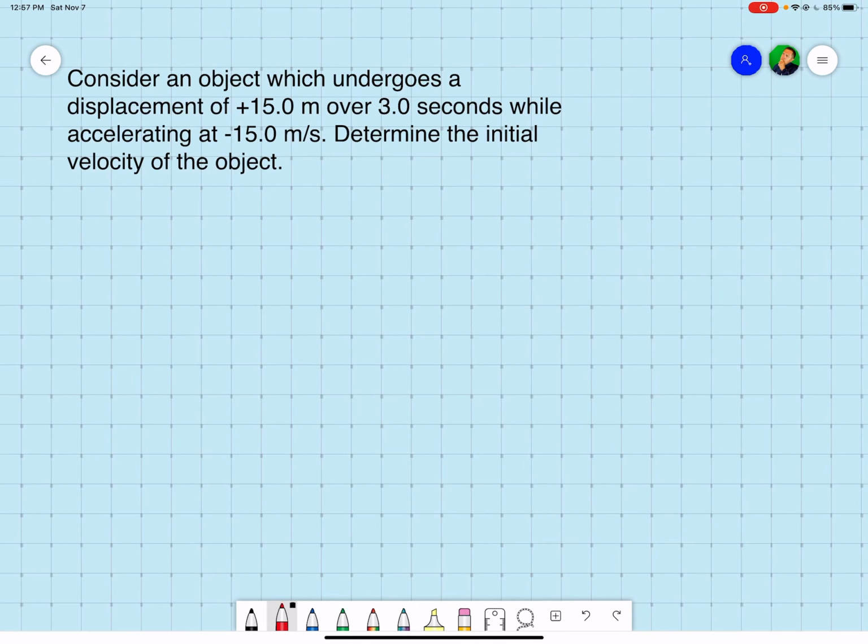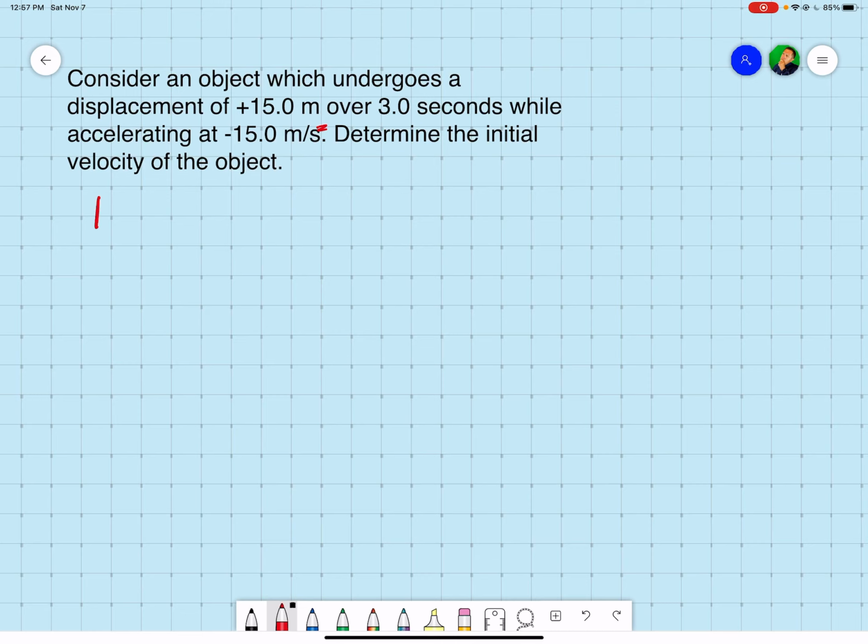Okay, so it says consider an object goes displacement of 15 meters over 3.0 seconds while accelerating at negative 15 meters per second squared. So that has to be meters per second squared, they're not meters per second. Make sure you were given that right. And it's asked for initial velocity. So this is a good time to practice our listing of our givens.